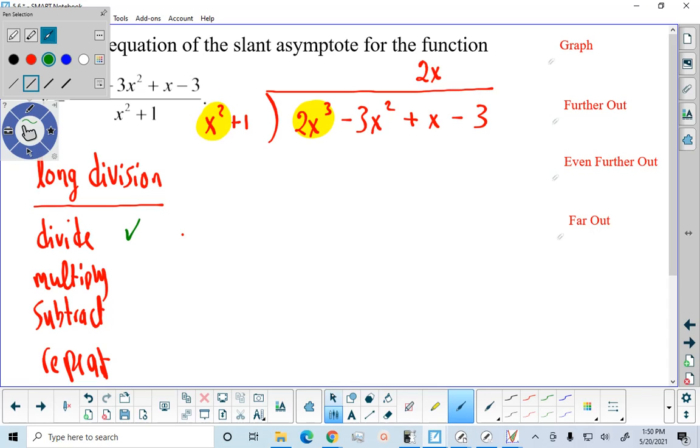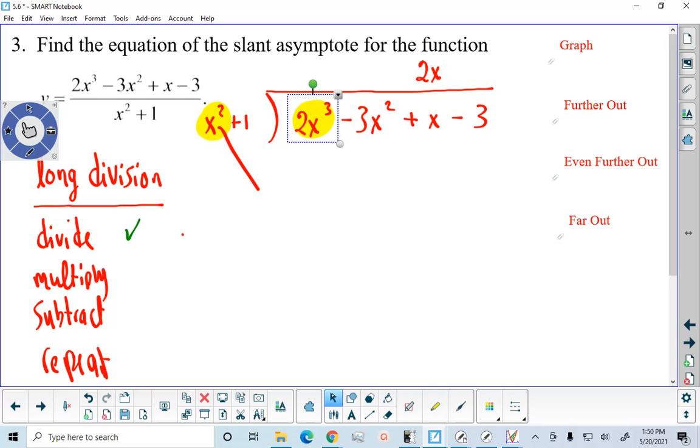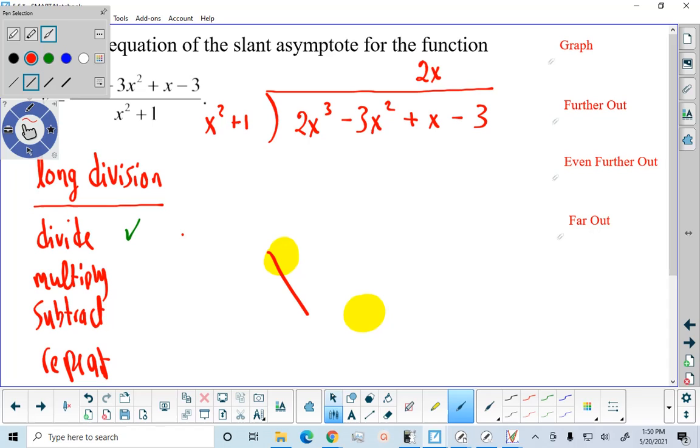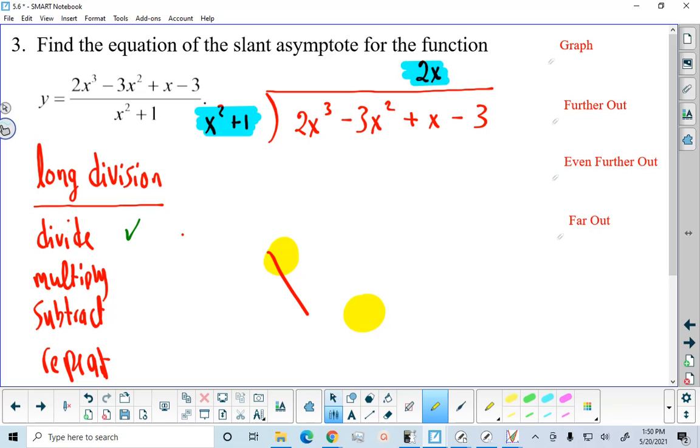What do we do here? You take whatever you put up top and you multiply it by what you were dividing in. And this time, when you multiply, you have to multiply by the whole thing, not just the x squared. So when you divide, you only divide by the highest degree term, but when you multiply, you multiply by them both.